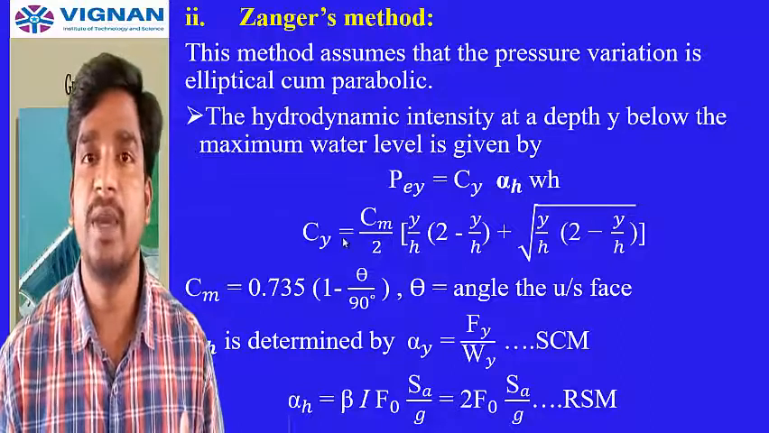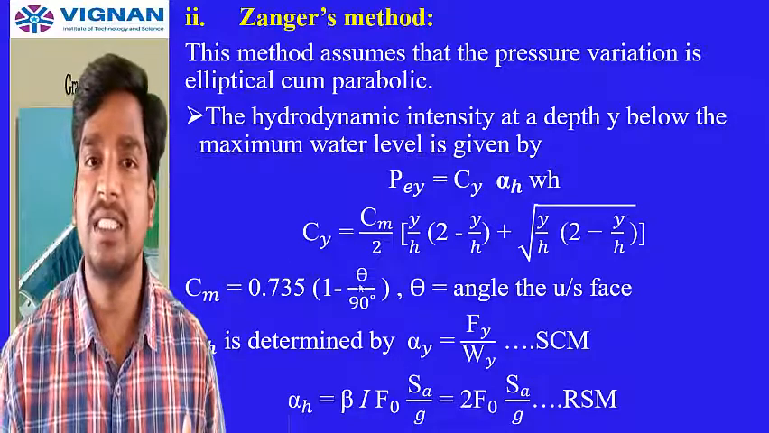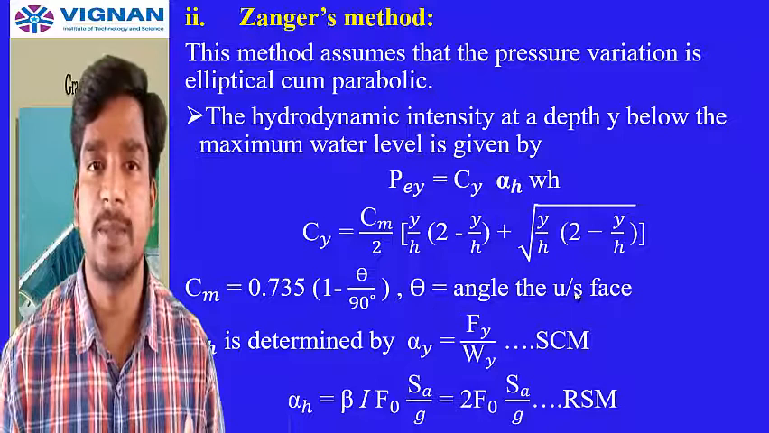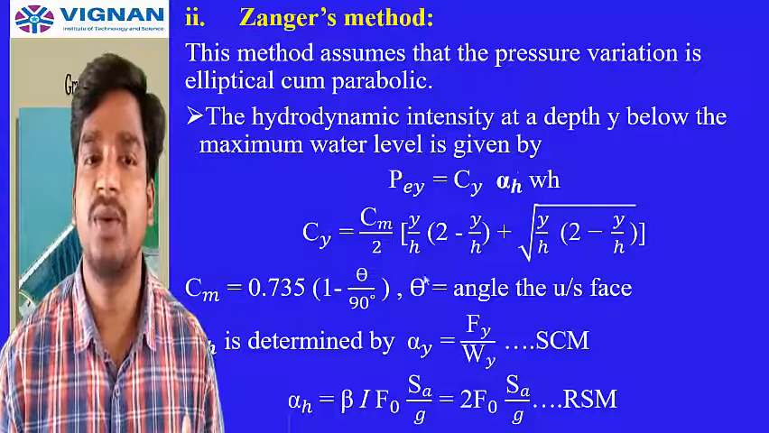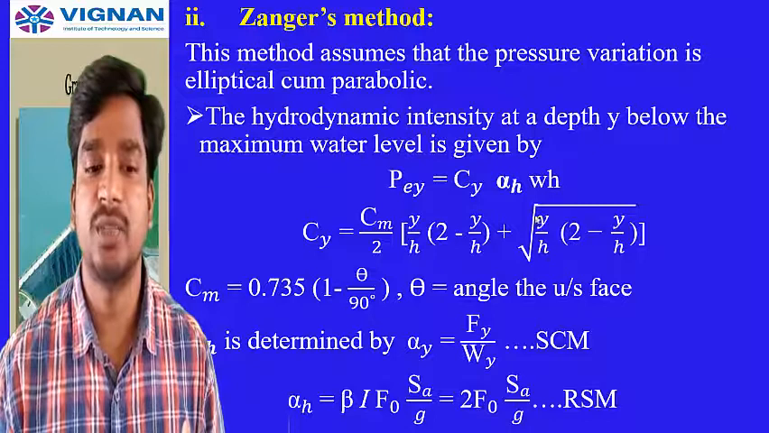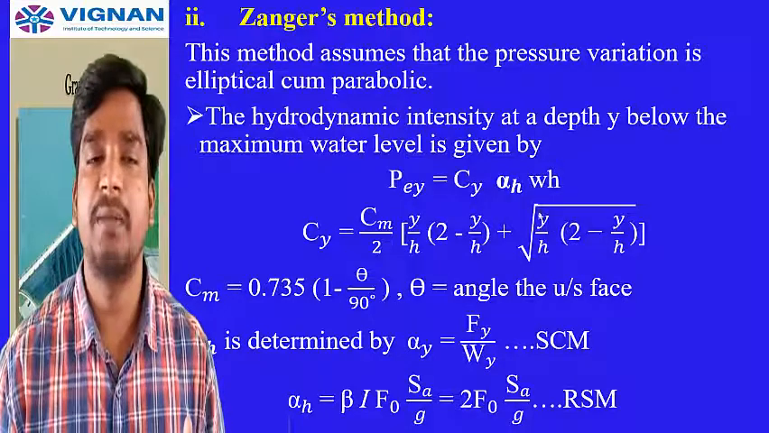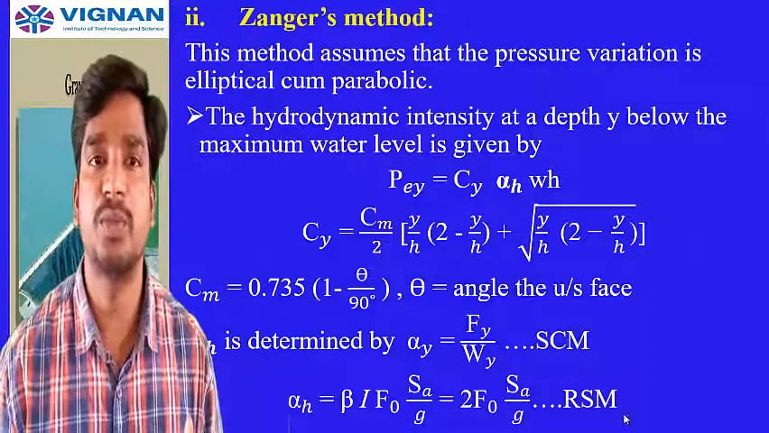This Cm can be computed by using 0.375 into 1 minus theta by 90 degrees, where theta is the angle of the upstream face. If you substitute the Cm value here, we can compute the Cy value. If you substitute the Cy value here, you can compute the PEY value, the hydrodynamic intensity. So alpha can be determined. See here, alpha can be determined by using two methods: one is the seismic coefficient method and the other is the response spectrum method.